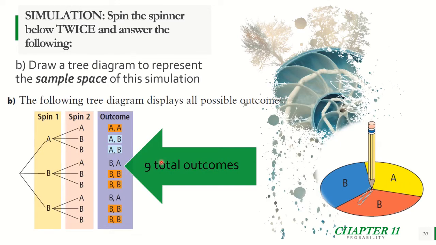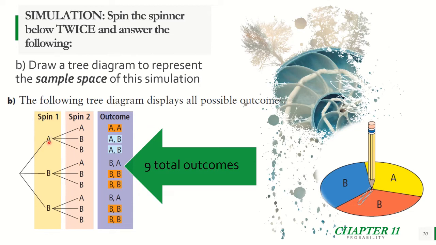Okay, moving on to the next question here. This time we're going to draw a tree diagram to show the sample space. And remember, the sample space is just a way of showing all of the total possibilities of a simulation. So, we've got one spin and a second spin, how do I show what all the possibilities are of those two spins? Well, I do it like this.